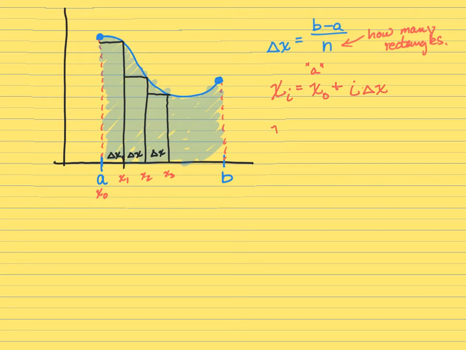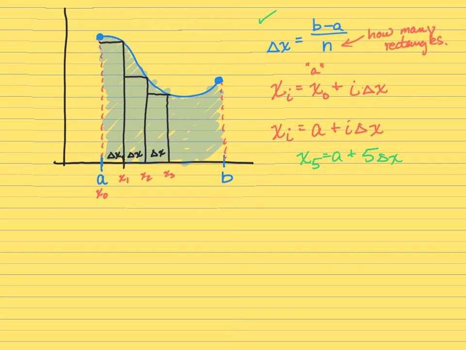Okay, or x sub i is equal to a plus i delta x. So if I want to know exactly what the value is of any of these right endpoints, say the right endpoint of the fifth rectangle, x sub 5 would be a plus 5 of these delta x's that we've already calculated up here. Delta x is up here, okay? So again, we're just trying to develop the notation so that we can be flexible on this.